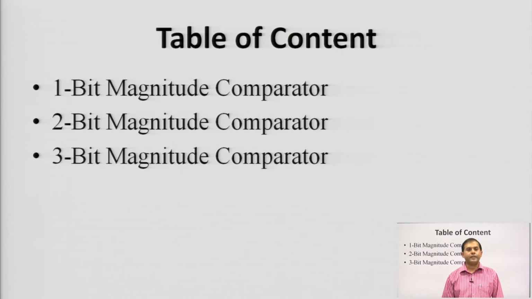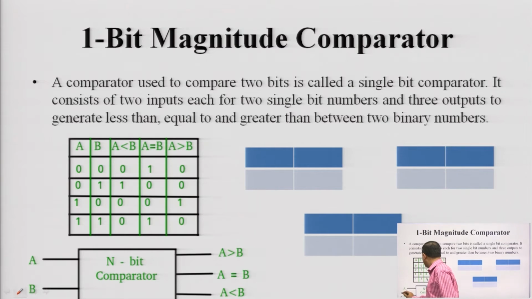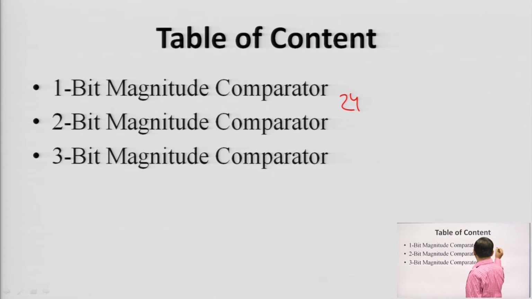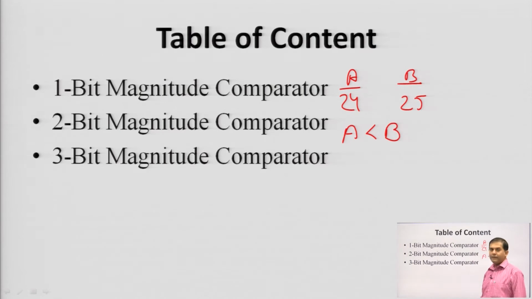Suppose there are two students, and one student has got 24 in maths and the second student has got 25 in maths. Suppose A has got 24 and B has got 25. So, we will compare these two numbers. We can see that A has got less than B. So, comparison is done.